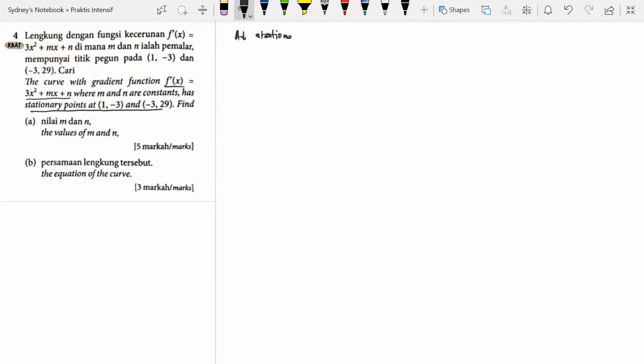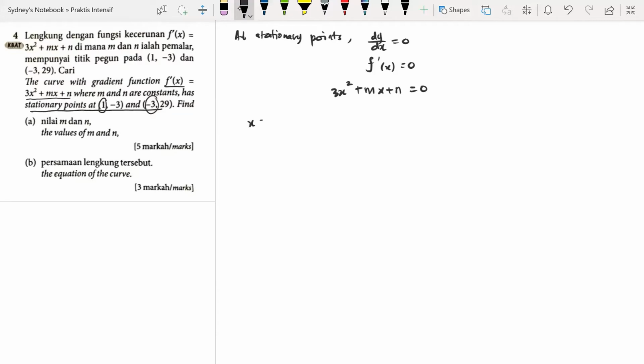Stationary point is also called turning point. So at stationary point, we know that dy/dx equals 0. And over here, dy/dx can also be written in terms of prime. So f prime x equals 0. Therefore, 3x squared plus mx plus n equals 0. And if we solve this quadratic equation, we will get x equals 1 and x equals -3.